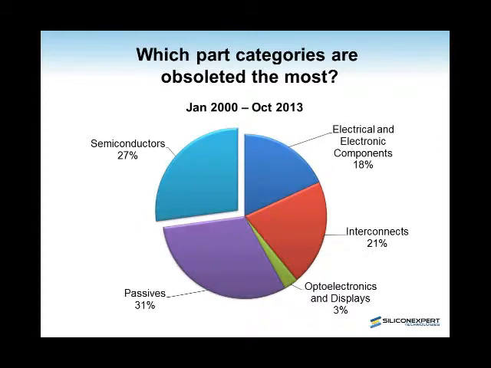Here, the electrical and electronic components in general are 18% of those going obsolete, and there are interconnects, 21%. Optoelectronics are the least, 3%, and displays. Passives are the most, 31%, and then semiconductors, a sizable 27%. And this, as you can see, is from data that SiliconExpert compiled over the span of January 2000 through October 2013.